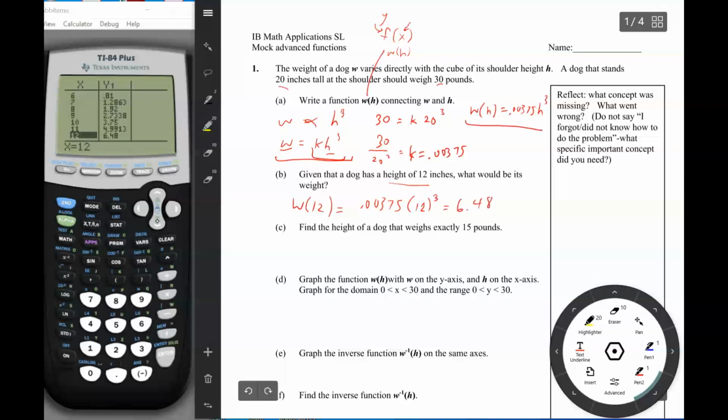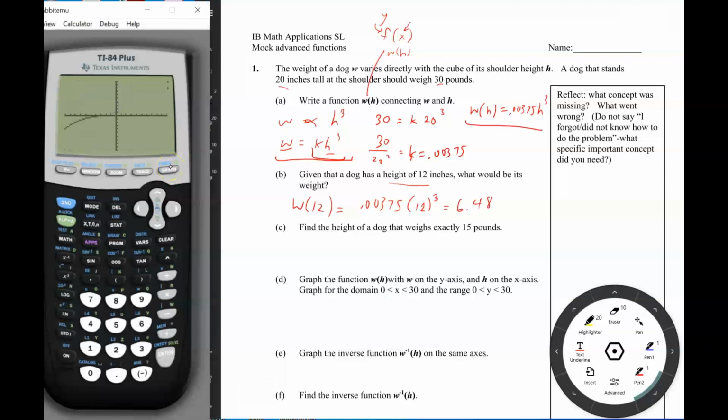Another way to do that is to graph it and then do trace 12. Oops, I went off the screen. It didn't like that. So let me do window, and I'm going to change the x max to 12. I'm going to regraph it. And then now I'm going to do trace 12. Trace 12. And it gives me the y value of 6.48, or the w of 6.48.